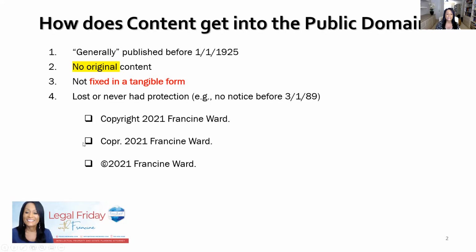Here are three ways that the copyright notice symbol can be used. You can either spell the word copyright, so it's the word, abbreviation, or symbol for copyright, the year of first publication, and whoever owns the copyright, which could be an individual or an entity.